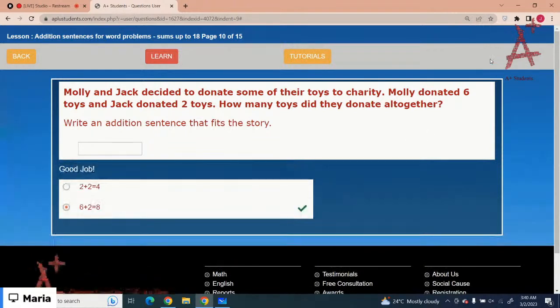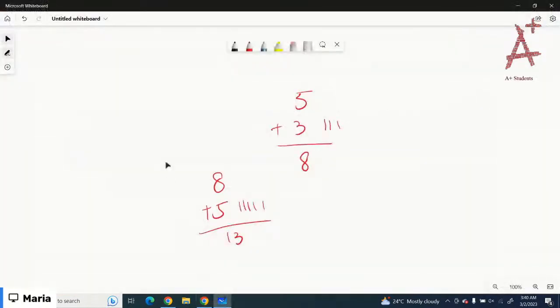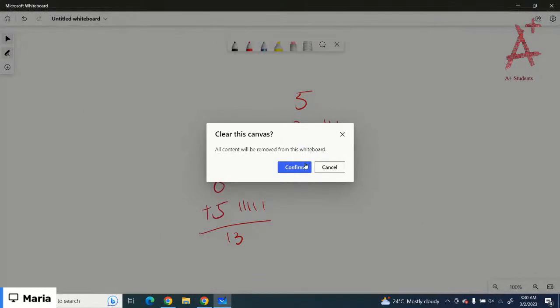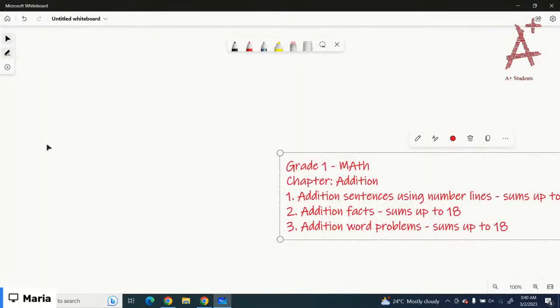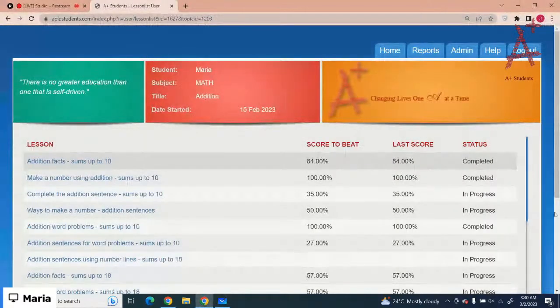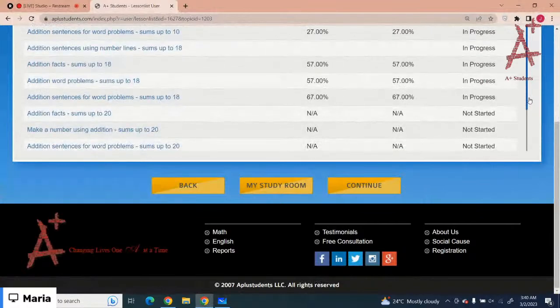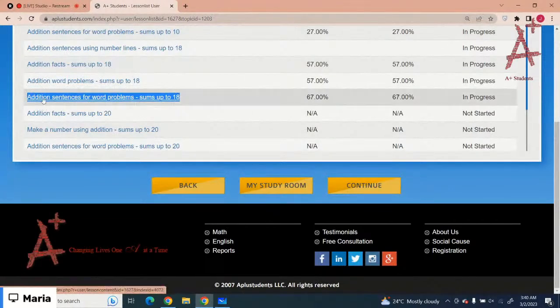Got it? Okay, you can complete the test by yourself later today. So we were working on grade 1 maths. The chapter we're working on is addition, and the lessons we have covered today are addition sentences using number lines, sums up to 18. That was the one that doesn't have the questions.